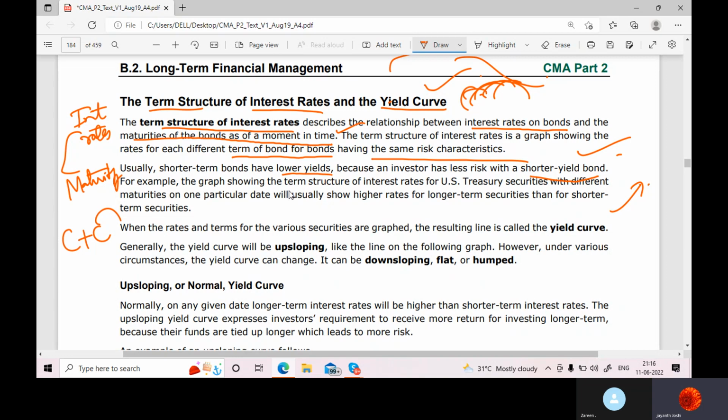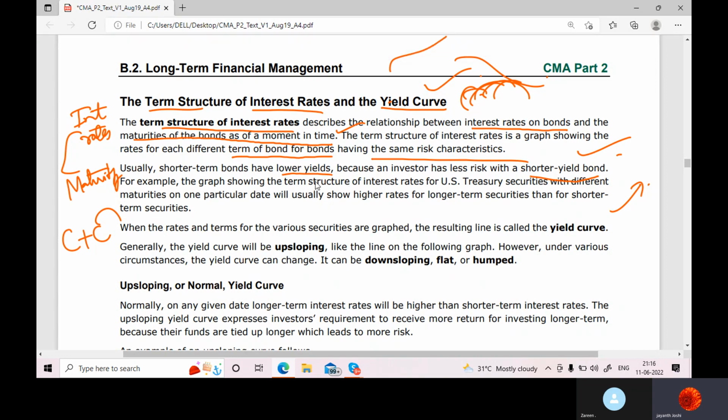for example, consider the graph showing the term structure of interest rates for US Treasury securities with different maturities. It starts with 90 days, that is 3-month Treasury bills, then 6 months, and it goes on, then Treasury bonds for 5 years, 10 years. So the term structure, you see, is going on increasing. If you take a 90-day T-bill, you get very little yield. If you get a 5 or 10 year bond, you get more yield. Why? Because there is higher risk.